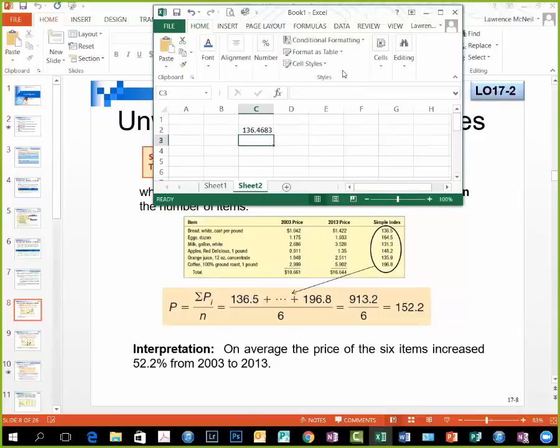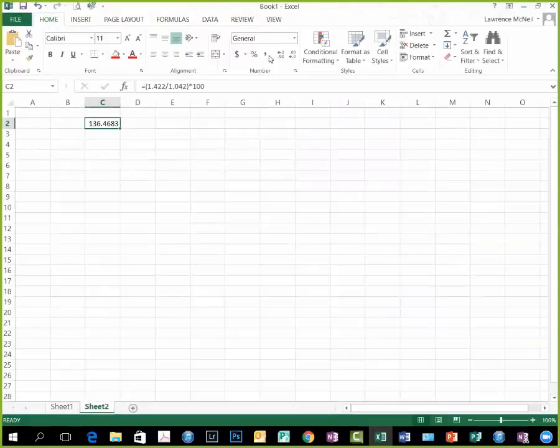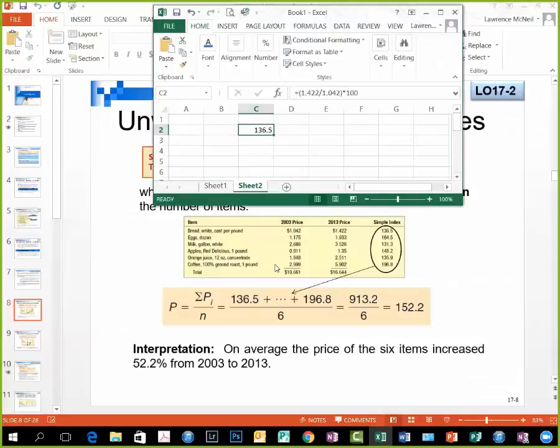Times 100. There we go. So 136.5. Okay, that's where the 136.5 comes from. So if I were to move this just to one decimal, there we go. So there's the 136.5. And if I did that for all of this data, okay, this is the simple index I would create based on the slide we just went through.